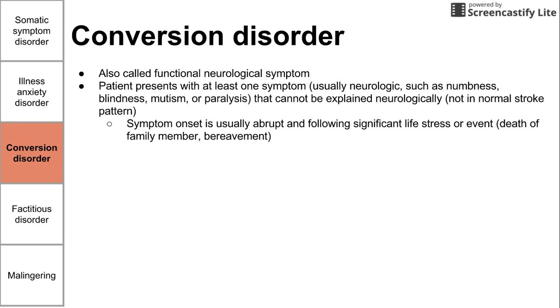So symptom onset is usually abrupt and often follows a significant life stress or event, such as death of a family member and bereavement, such as a person who's reading on Facebook that their partner broke up with them, and then all of a sudden they become blind, or a person whose mom just died and is dealing with the grief of that, and all of a sudden can't walk and their legs become paralyzed.